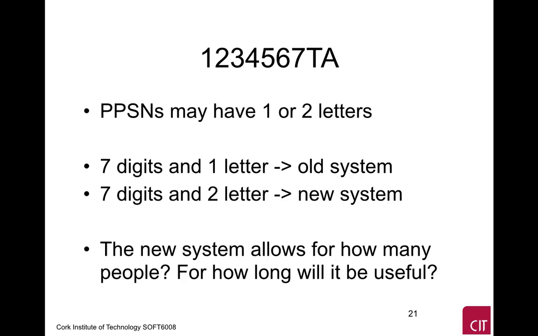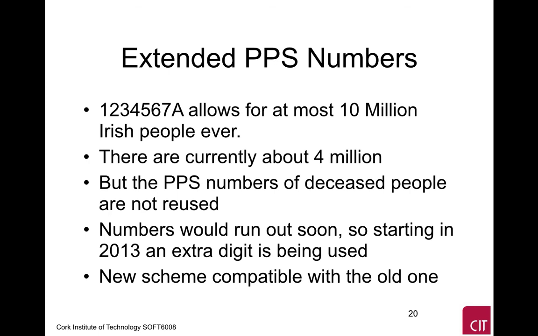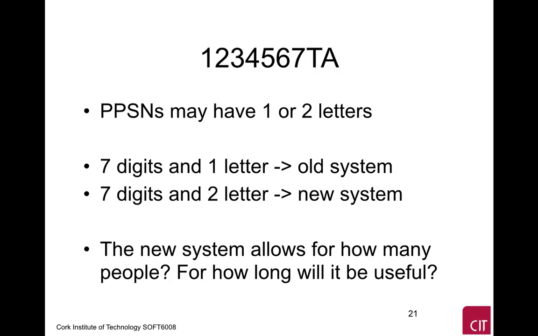So now you have two letters. So my son born after 2013 has a 2-letter PPS number. So you can have 1 or 2 letters now. So you have an old number or a new number. How many million Irish people can we have now? If we could have 10 million before, now we can have 260 million. So we won't run out for a while. That numbering system might outlast the state.